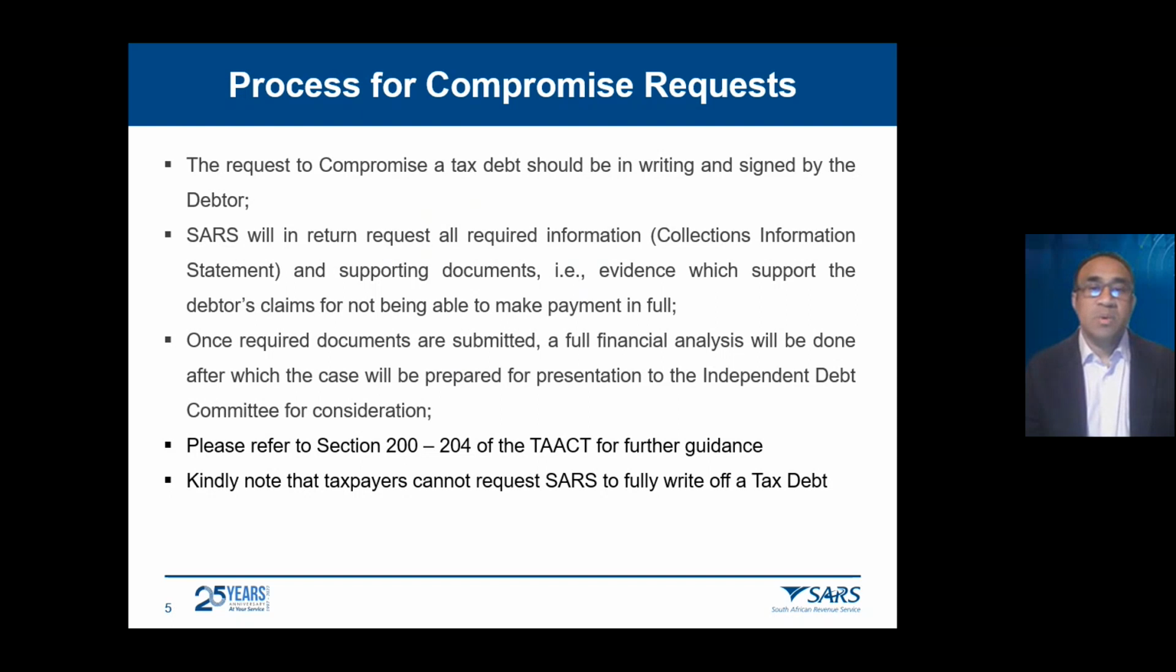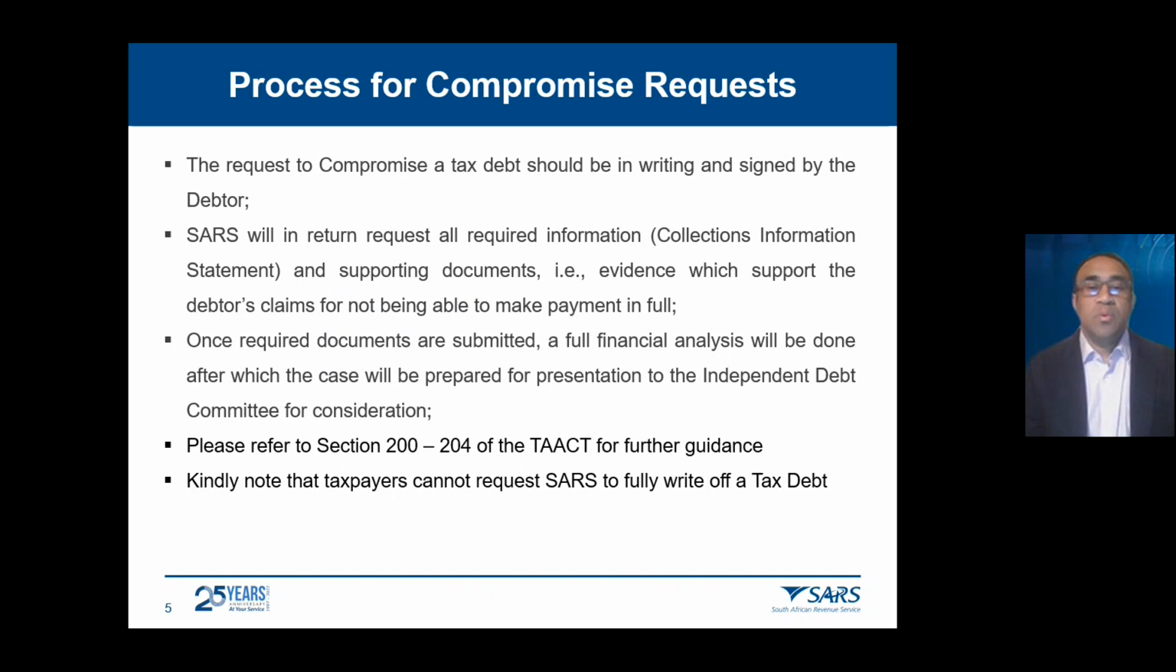Now, all compromise requests must be in writing and it must be signed by the debtor or the taxpayer. SARS then will request certain information. Please ensure that this information that is submitted is up to date and that it is complete. If it is not complete, your compromise request will not be looked at.